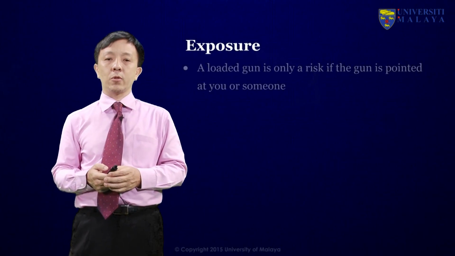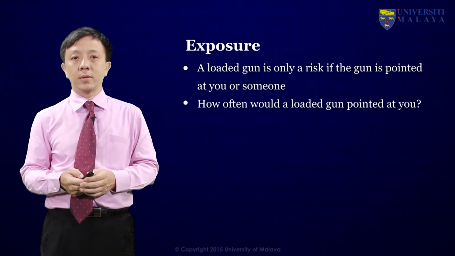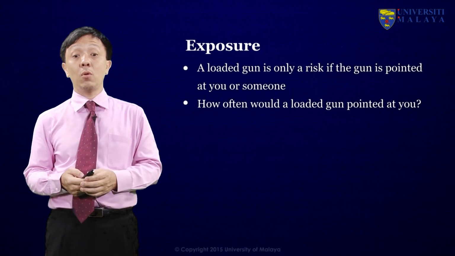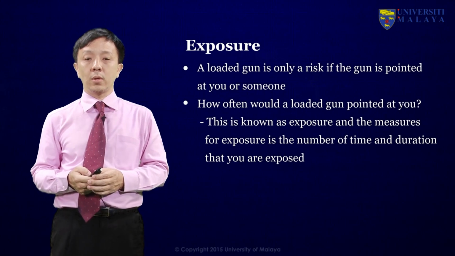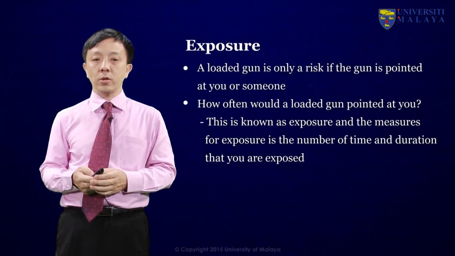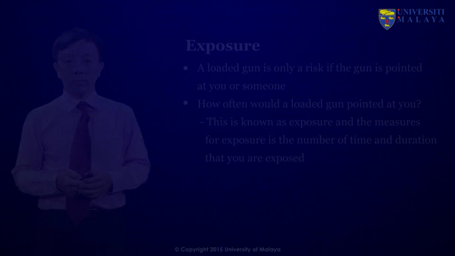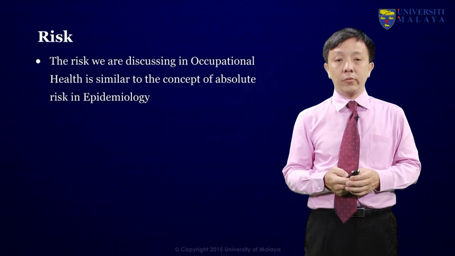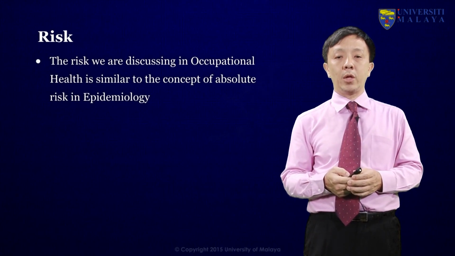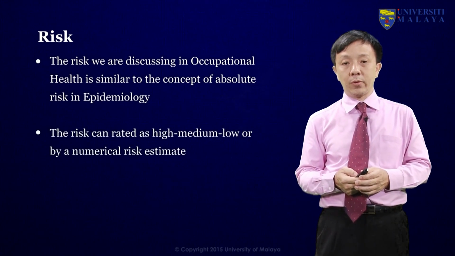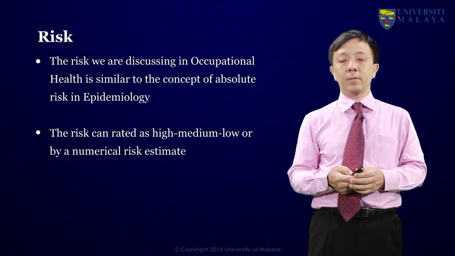Exposure. A loaded gun is only a risk if the gun is pointed at you or someone. That is called exposure. How often would a loaded gun be pointed at you? This is known as exposure, and the measure for exposure is the number of times or duration that you are exposed. The risk we are discussing in occupational health is similar to the concept of absolute risk in epidemiology. The risk can be rated as high, medium, low, or by a numerical risk estimate.